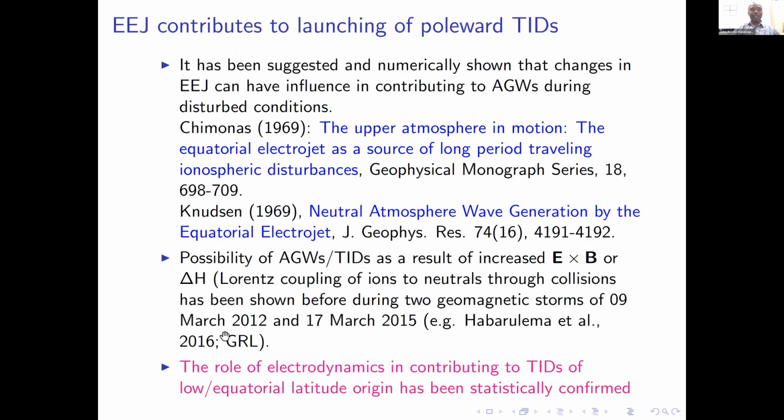Now, we know from before that numerically it had been suggested and shown that changes in the EEJ can contribute to atmospheric gravity waves during disturbed conditions. The main physical mechanism causing this is Lorentz coupling of ions to neutrals through collisions. So it's essentially Lorentz coupling that is the main mechanism for driving these kinds of gravity waves from the low latitudes. And so you can quantify that through electrodynamics.